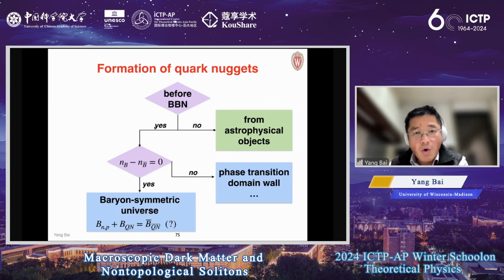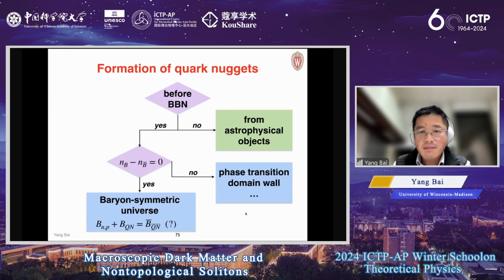Or if it's before BBN, then it maybe depends on your initial condition, whether you initially have the baryon asymmetry or not. If you do initially have a baryon asymmetry, then maybe there's some phase transition way you can generate the quark nuggets from the early universe. Or maybe you don't even have a baryon asymmetry at the beginning. Maybe the moment you generate the quark nuggets, you're also trying to explain the baryon anti-baryon asymmetry, for example. Then you maybe have a baryon symmetric universe. That's probably a little more challenging to study, and in my opinion, this has not been studied that well.